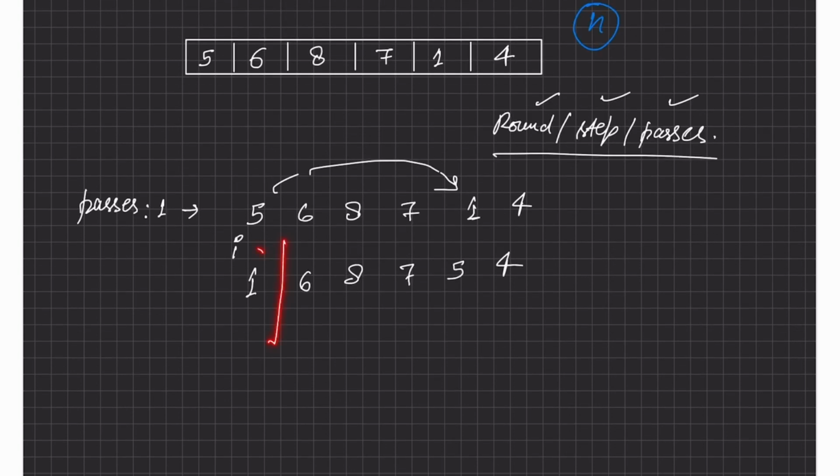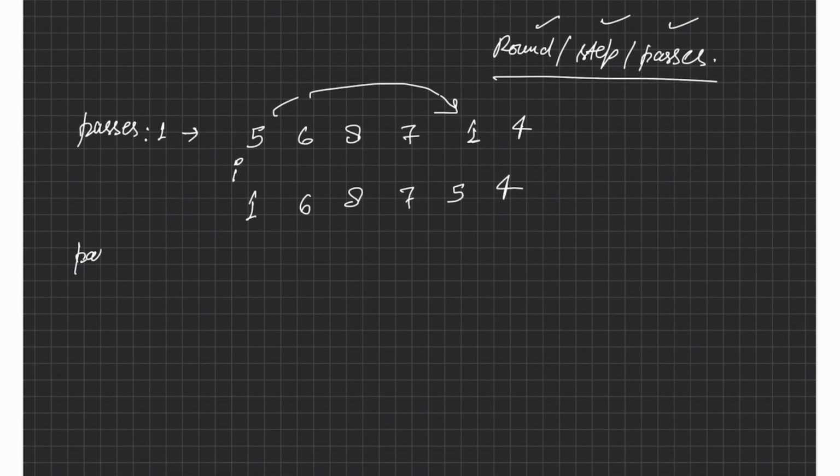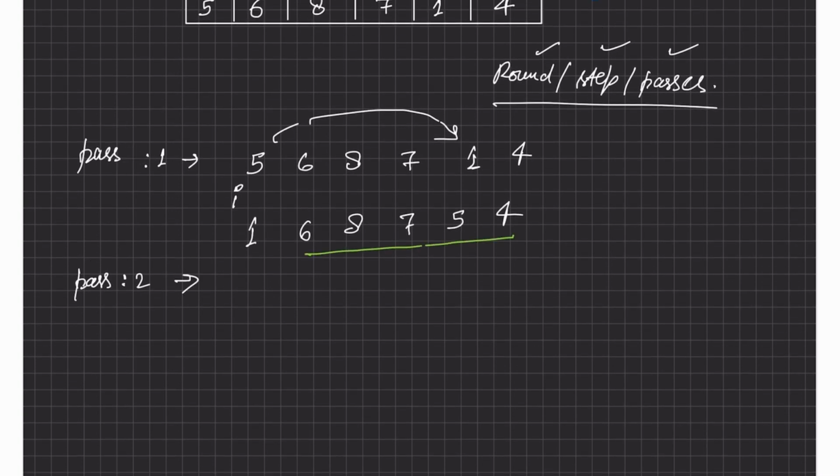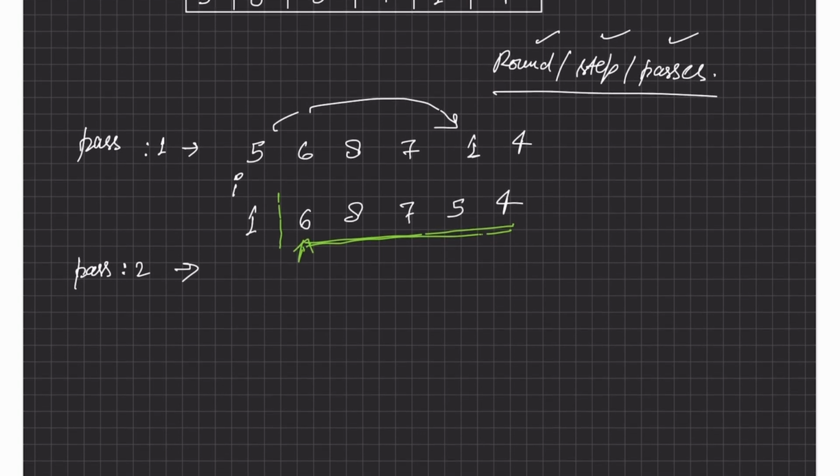You can clearly see the first element of this array is sorted, and all the rest of the elements are not sorted. So we will perform the same selection sort technique to sort all these elements one by one. In the next step, pass 2, we can see that this whole part is not sorted and this part is sorted. Now we will sort the element which is at the position i equals 1.